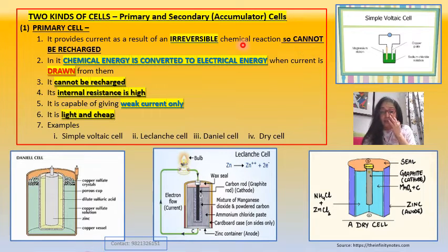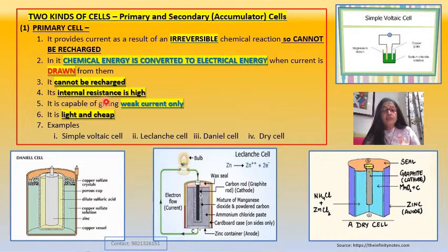Chemical reaction, mind that. In it, chemical energy is converted to electrical energy. Chemical to electrical when current is drawn from them. When current is passed through them, it means current is drawn through them. So if you look at this circuit here, current is drawn from it. Current flows from the positive to the negative, out of the negative, around here into the bulb and back into the positive. So energy is drawn from it. Electrical energy. It cannot be recharged.